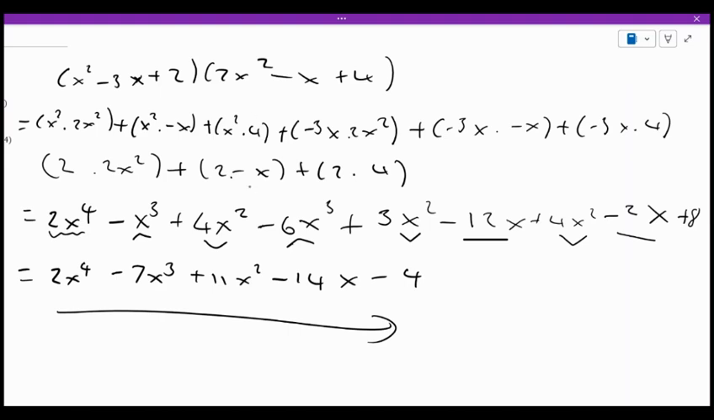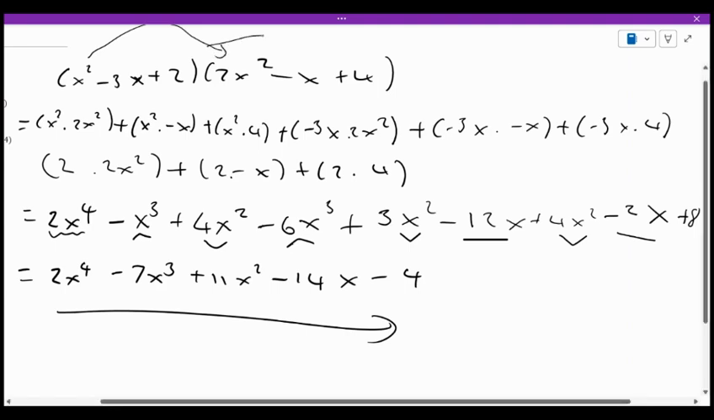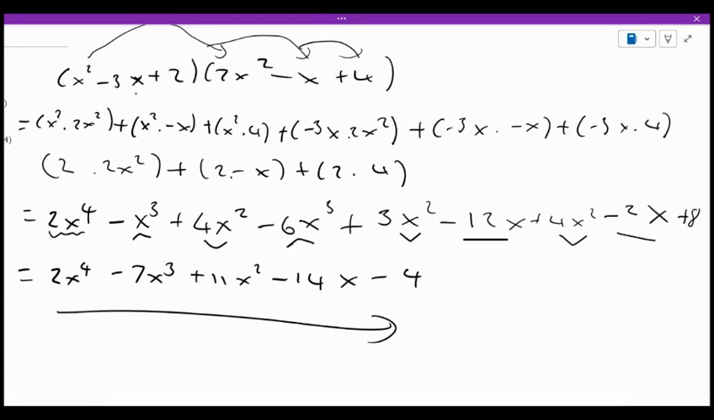So what's important to note is that every term here must multiply with every other term in the other bracket. Every term must multiply, as well as this one, and that one. And that is all for today.